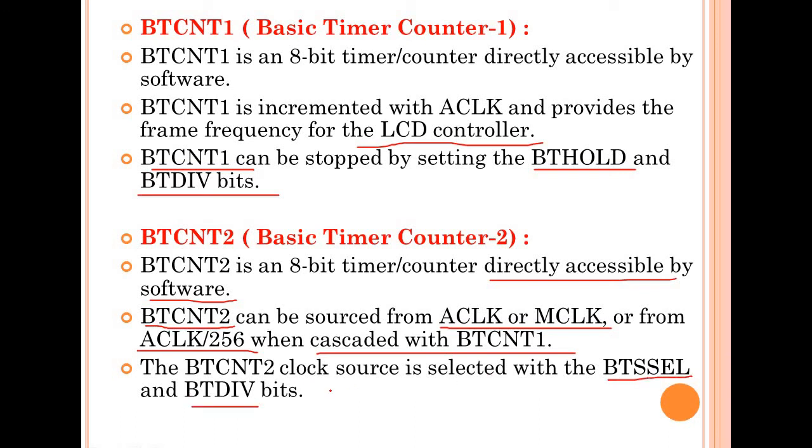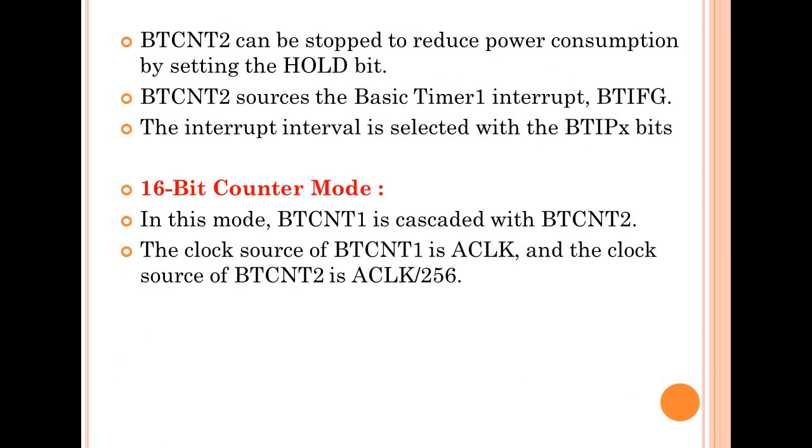You can also stop the basic timer counter 2 if it is not in use, in order to save power consumption. Then the basic timer counter 2 interrupt flag will be set when an interrupt is generated. The interrupt interval, the time at which the interrupt is to be generated, is selected with the help of the BTIPX bits. BTIPX means basic timer interrupt period or interrupt interval selection bits.